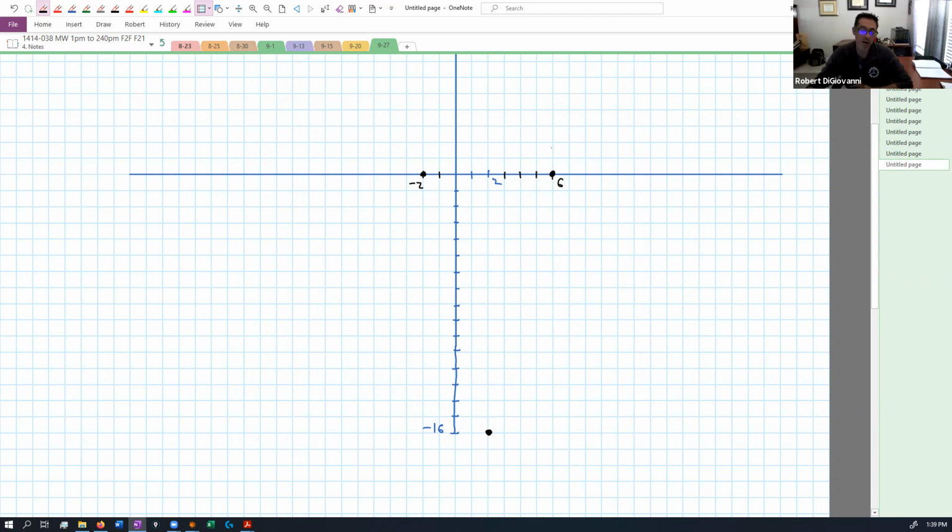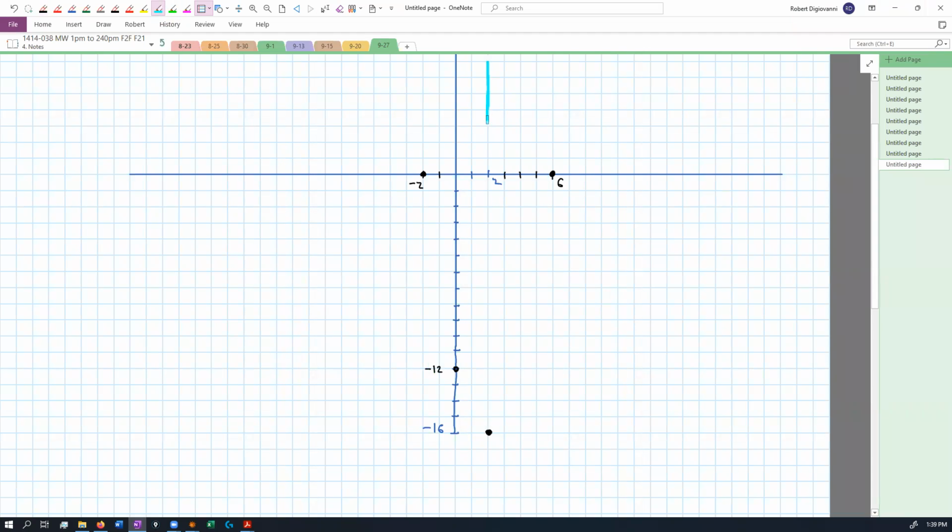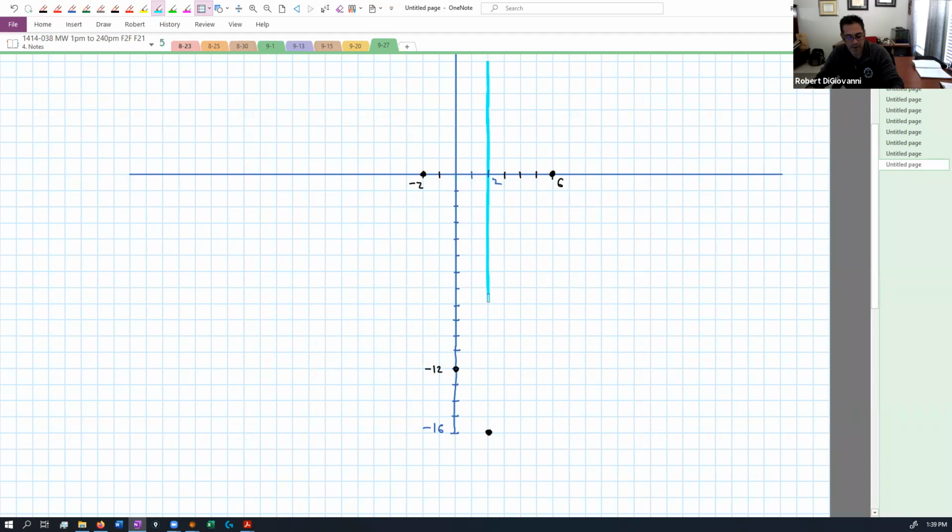I also have a y-intercept of negative 12. So it should hit the y-axis here at negative 12, right there. Now, this is not part of the graph, but I'm going to draw this imaginary line down the middle.